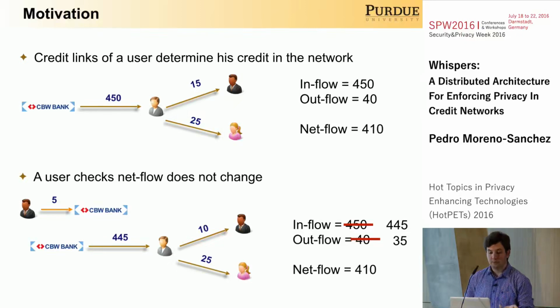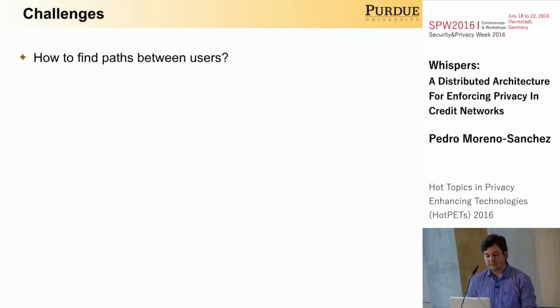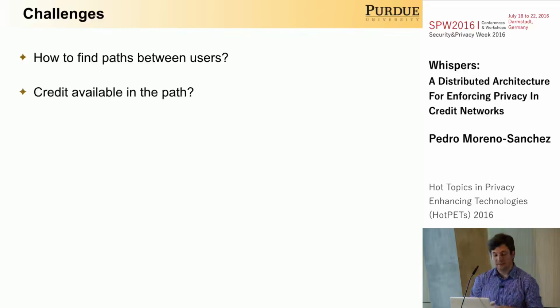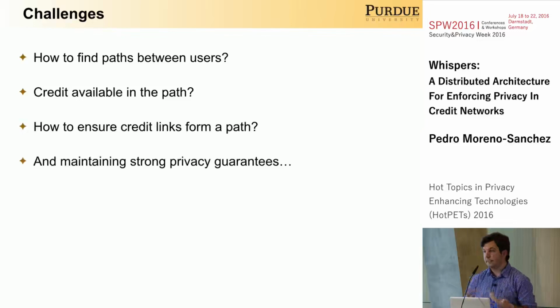However, it's not trivial how to do that. There are some challenges that we need to address in order to create a whole credit network in a distributed manner. In particular, we don't have the whole set of links in a single point, so how can we find paths between 2 different users in the system? Also, we don't have access to the credit in the path, so how can we calculate the credit available in a given path? Moreover, if we are given a bunch of links, how can we ensure that these links actually form a path between 2 users? And we need to solve all these challenges while maintaining really strong privacy guarantees.